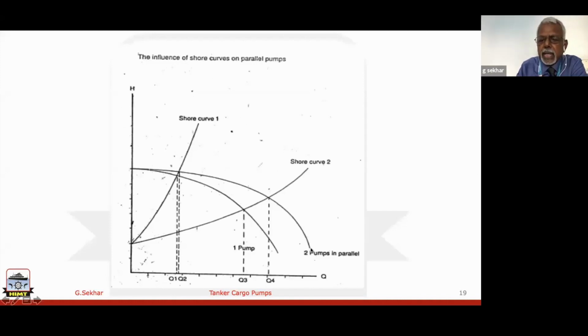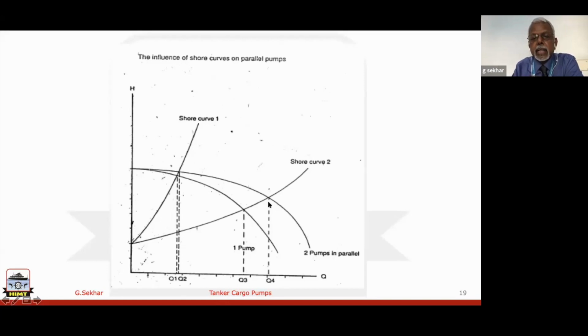That means when the second pump runs in parallel, please understand, when two pumps run in parallel, the RPM of both the pumps should be the same, 1000 and 1000 here. So now what has happened? The discharge rate has increased. But if the shore curve or back pressure curve is shallow like this, then what will happen? The discharge rate has gone from Q3 to Q4.